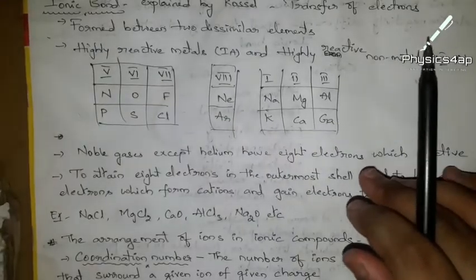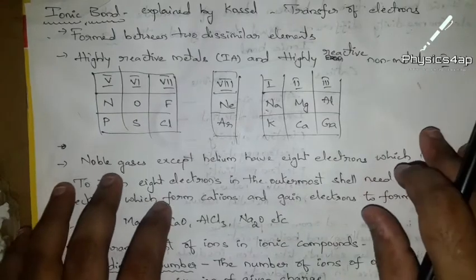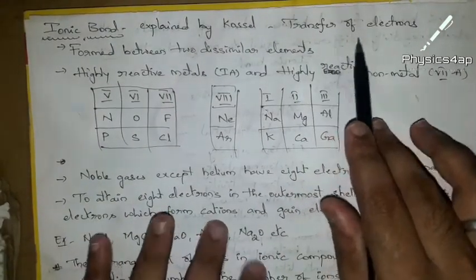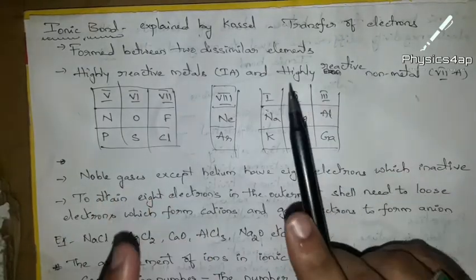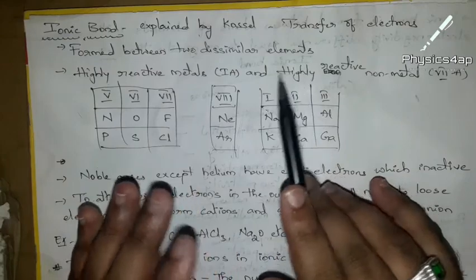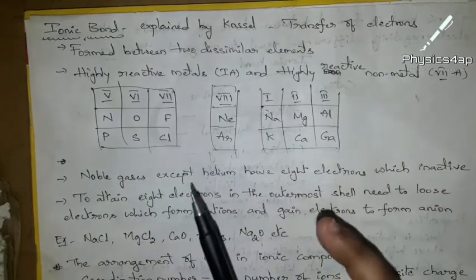And now today we are going to discuss the ionic bond and the properties of the ionic bond. So let's see about the ionic bond. As we have discussed, it is nothing but the bond formed by the transfer of electrons. The bond formation between an anion and a cation is called the ionic bond.